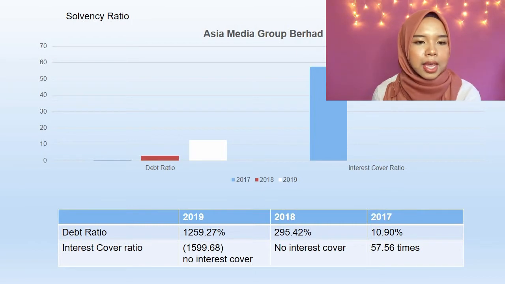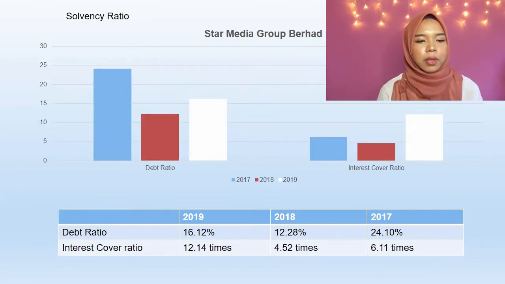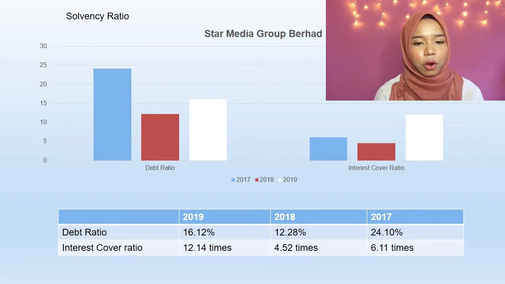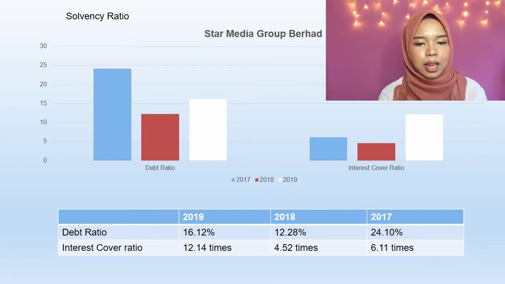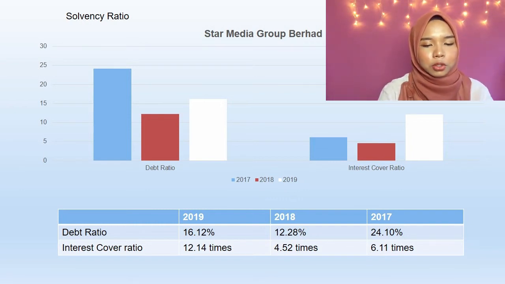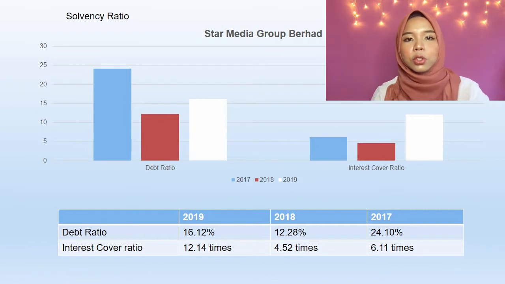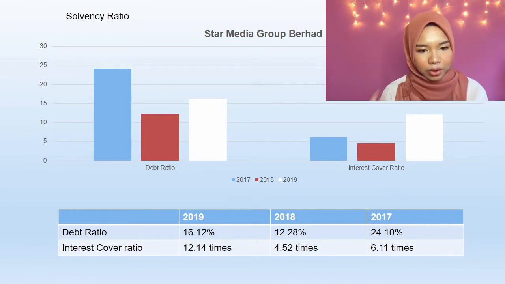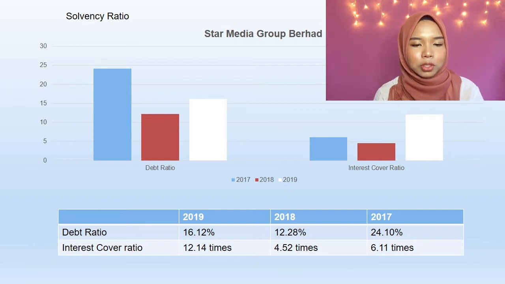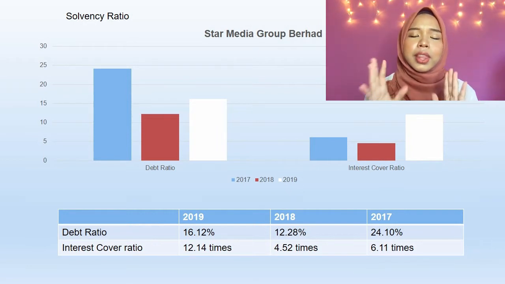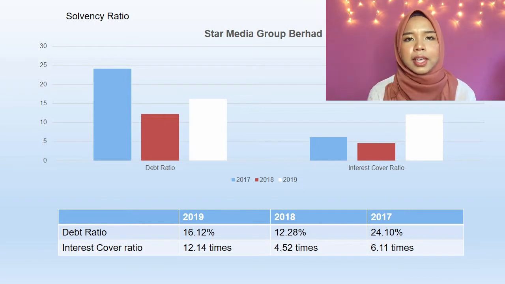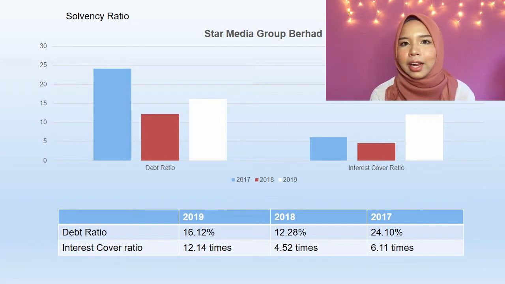In contrast, for Star Media Group Berhad, we can see that the interest cover ratio decreased from 6.11 times to 4.52 times from 2017 to 2018, and then increased from 4.52 times to 12.14 times in 2019. So between these companies, we can obviously see that Star Media Group Berhad is really better than Asia Media Group Berhad.